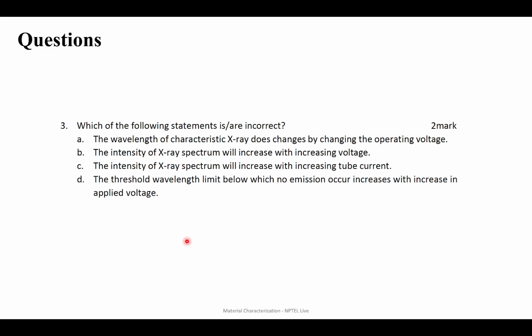Which of the following statements are incorrect? The wavelength of characteristic X-rays does change by changing the operating voltage. The incident intensity of X-ray spectrum will increase with increasing voltage. The intensity of X-ray spectrum will increase with increasing tube current. The threshold voltage limit below which no emission occurs increases with increase in applied voltage.